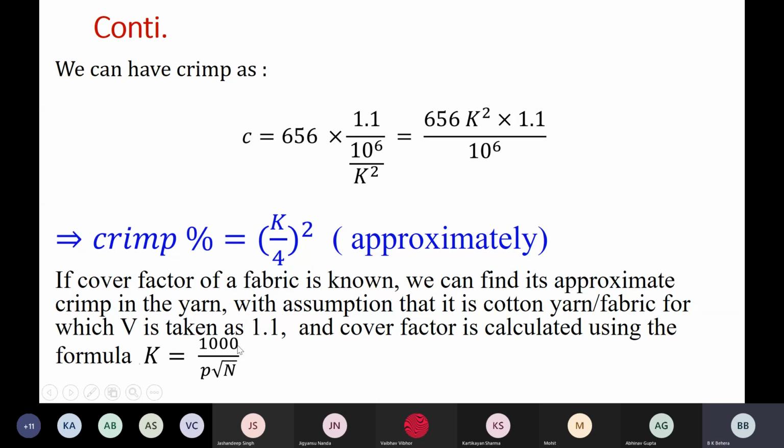And this is a derived formula, it is not empirical, it is derived. We will get it later. Cover factor of the fabric is 1000 upon P into root n. Okay, so this is how the approximate crimp of a fabric is found.